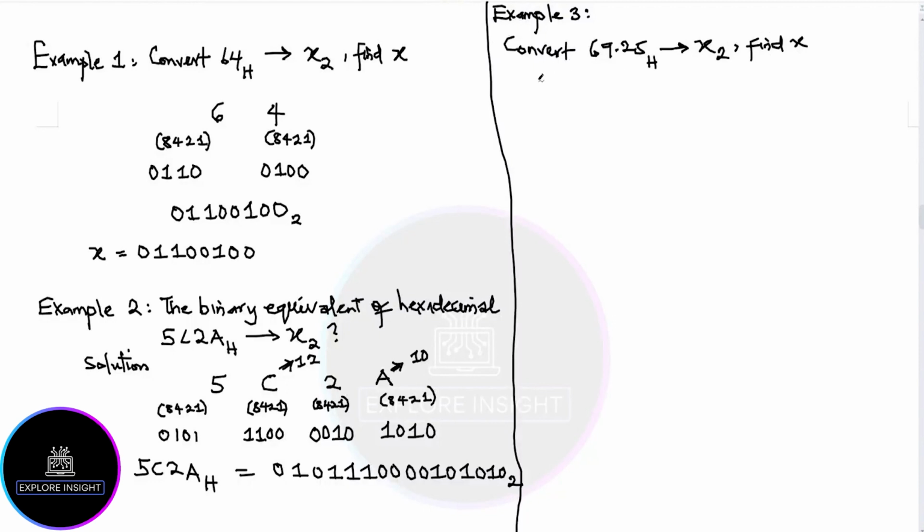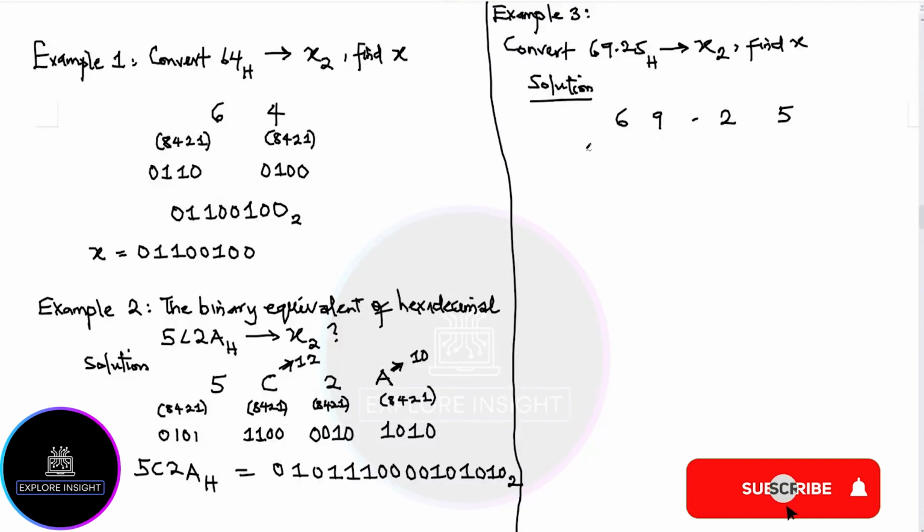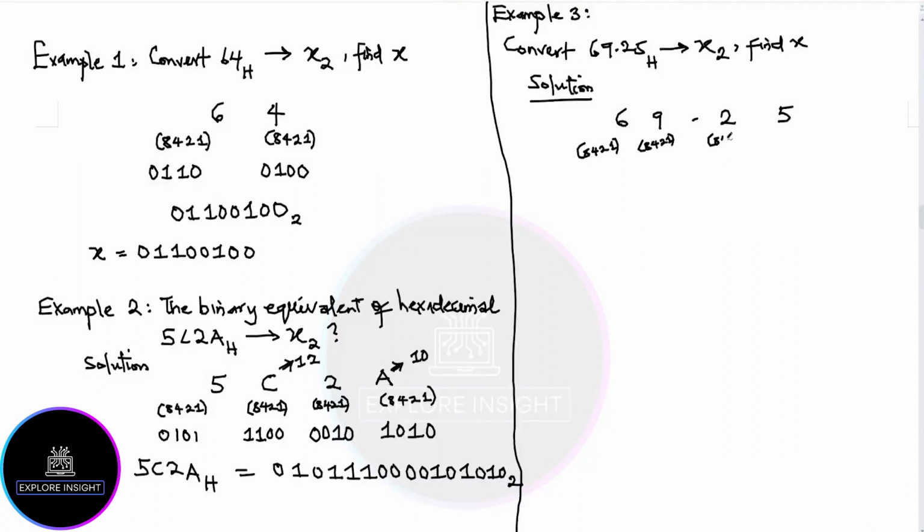which is in hexadecimal form, and we are asked to find x in its binary form. So the same way, all I have to do is to spread out the given value, 69.25. Considering that it's hexadecimal, remember I'll just come here: 8421, 8421, 8421, 8421. Okay, so this is my first trick in converting it.